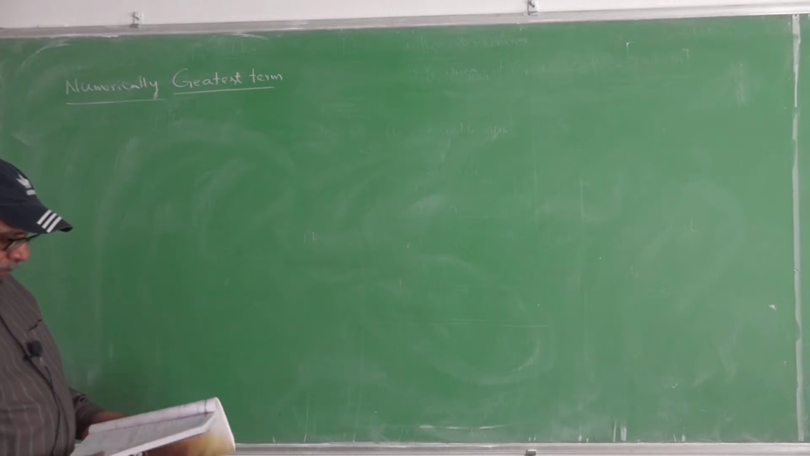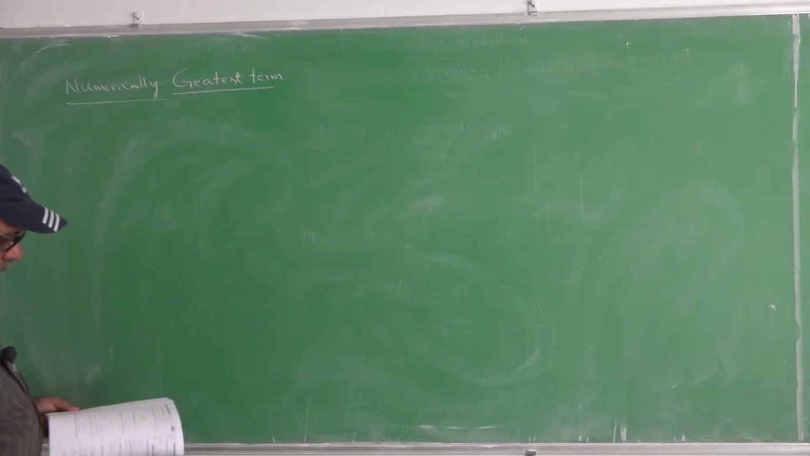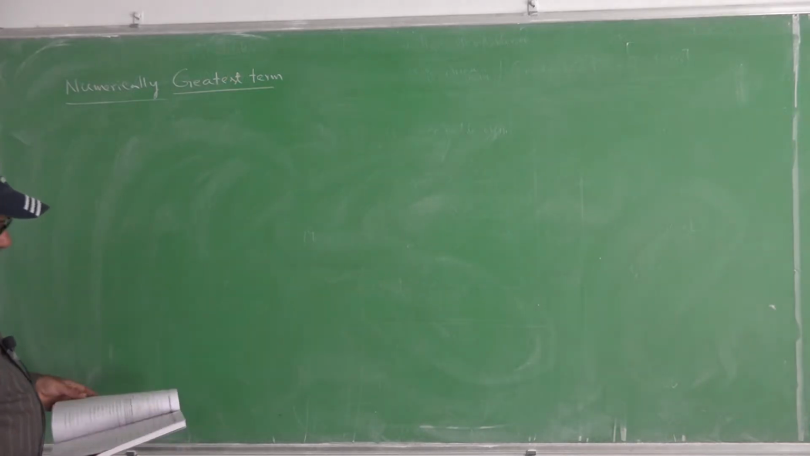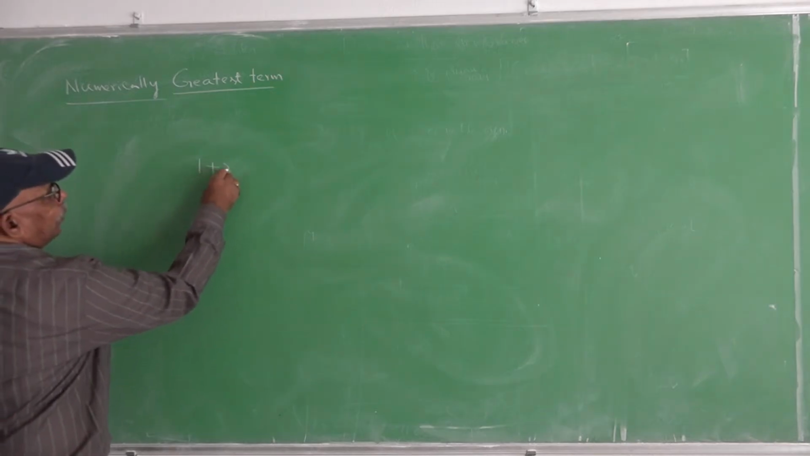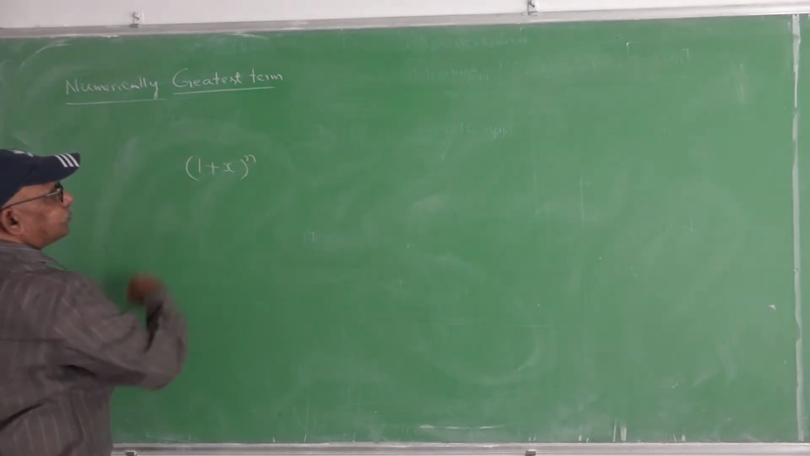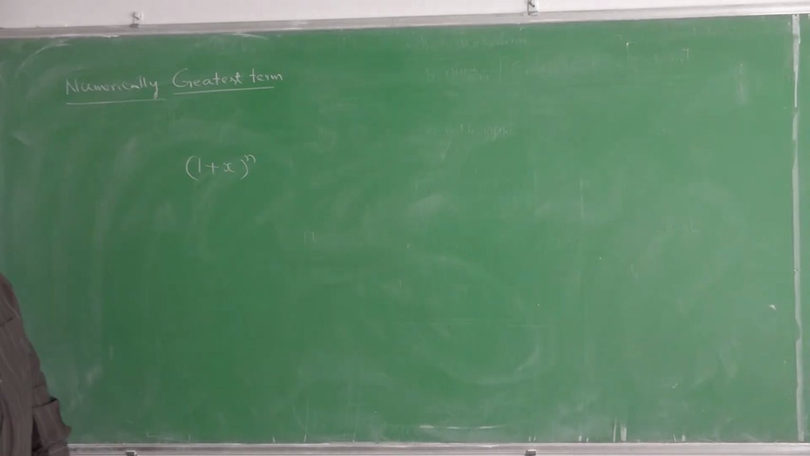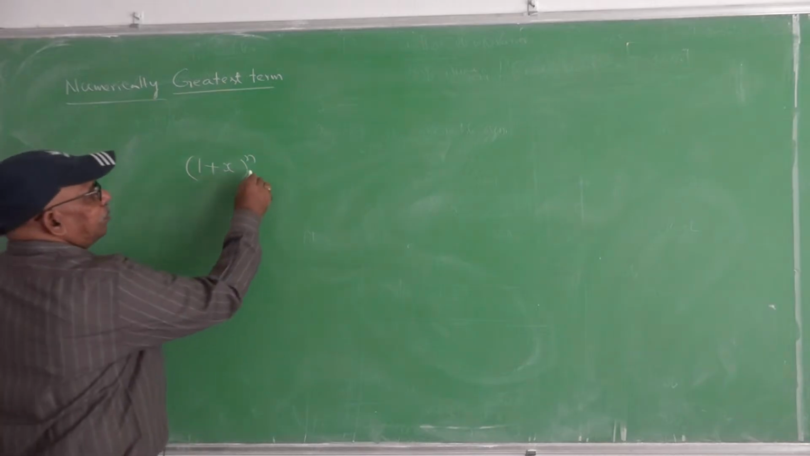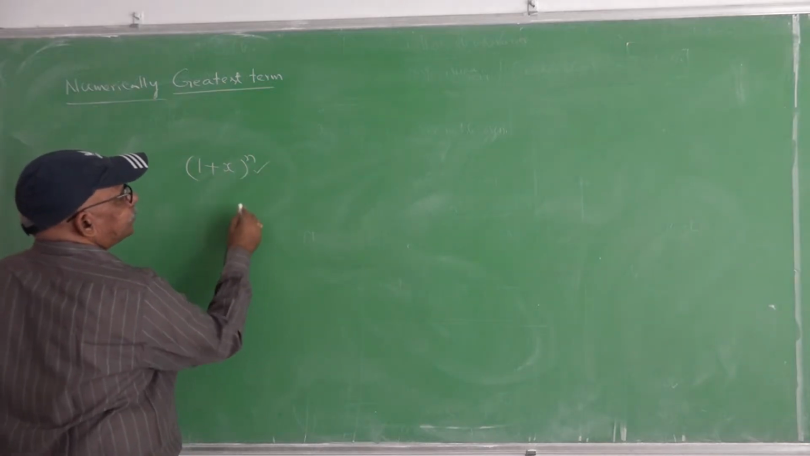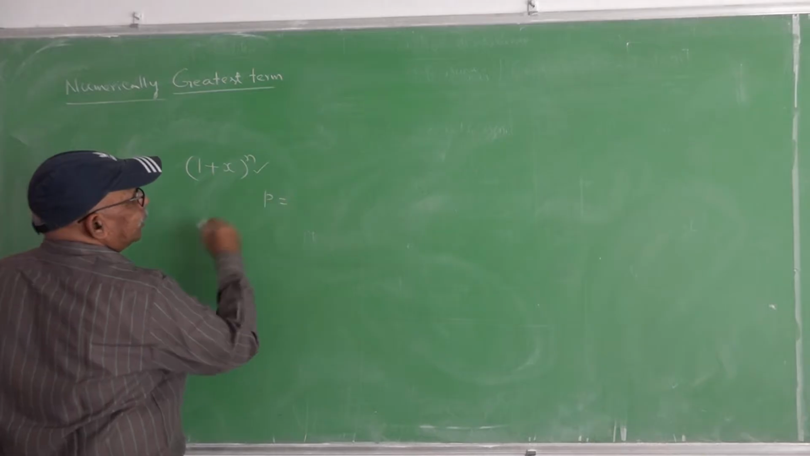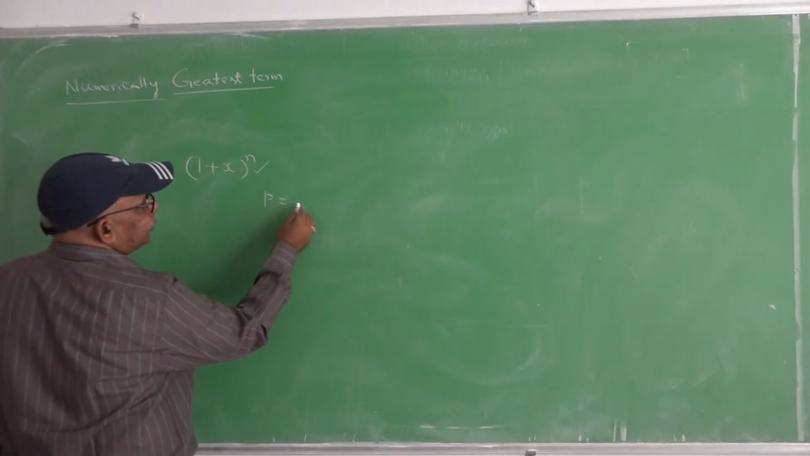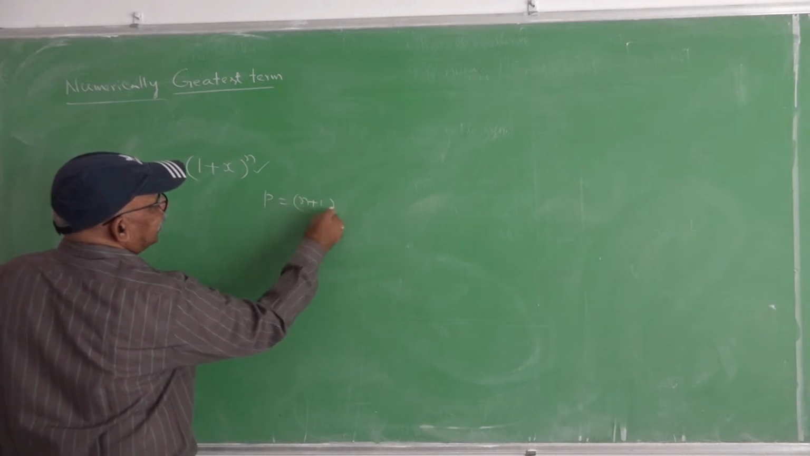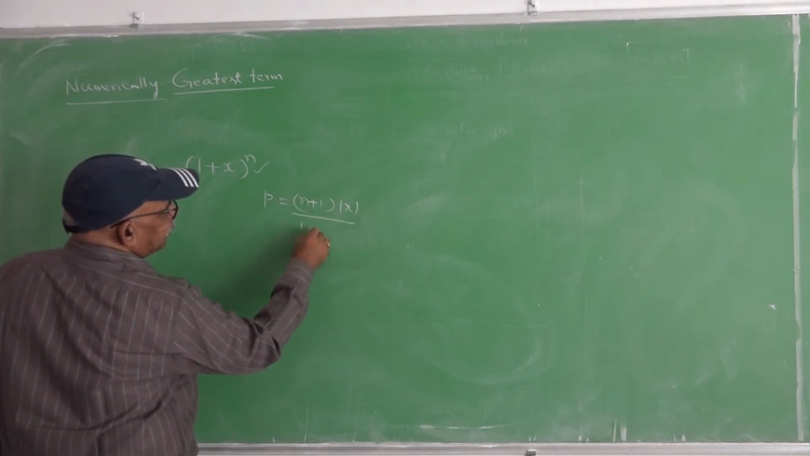Numerically greatest term of the binomial expansion. The numerically greatest term of the binomial expansion (1 + x)^n may be obtained by evaluation of the value p, which is nothing but (n + 1)|x| / (1 + |x|).